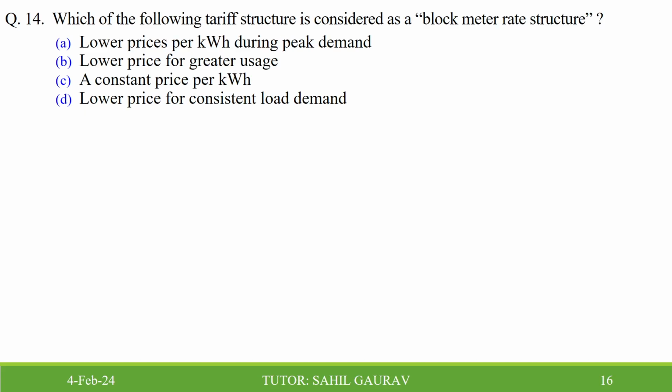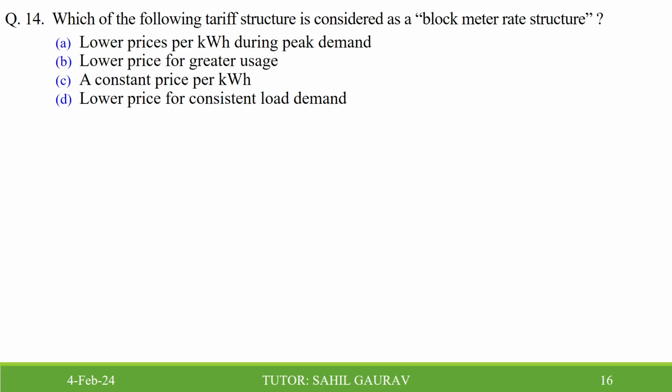Coming to the next problem. So now we have come to the different tariff structures. In this problem, it is asked which of the following tariff structures is considered as a block meter rate structure. And options are: A, lower prices per kilowatt hour during peak demand. B option is lower price for greater usage. C option is constant price per kilowatt hour. D option is lower price for consistent load demand.